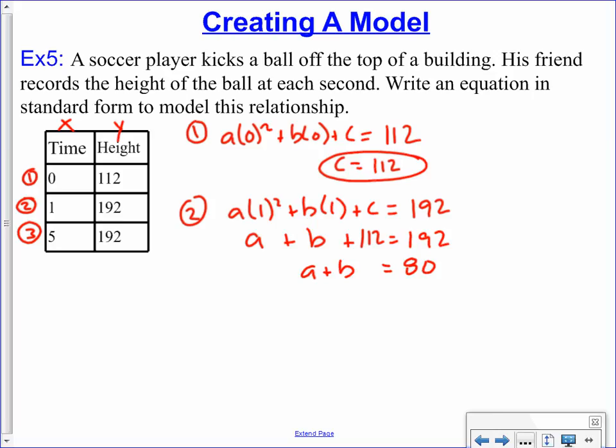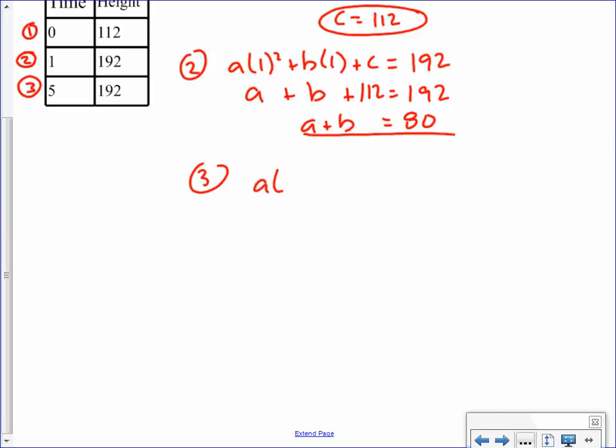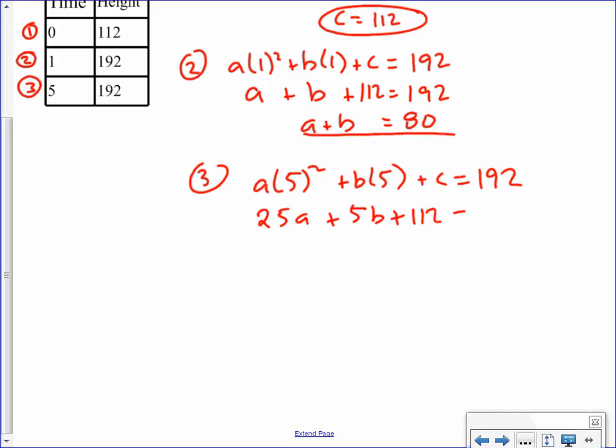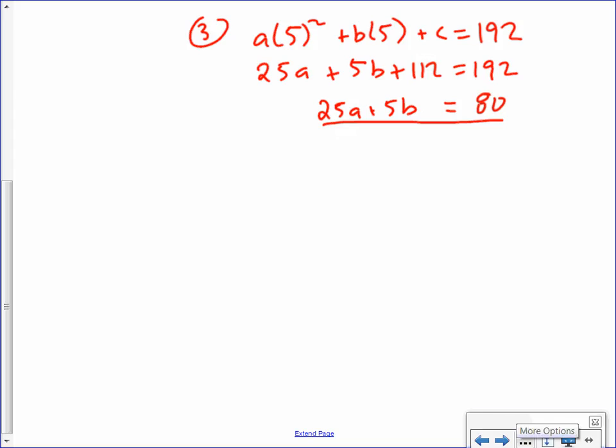Rebecca, we're going to do it your way this time. Okay? And then number 3 is going to go a times 5 squared plus b times 5 plus c equals 192. You can get the same y over again? Yeah, you can. Especially if you're going in a parabola. So it's 25a plus 5b plus 112 equals 192. It's the same subtraction, so you get 25a plus 5b equals 80. We did it Adrian's way where you multiplied. This time, if you divide by 5, you can get that b by itself, but you can't just divide by 5. You'd have to divide by -5. Yeah, to get a negative b, you have to divide by -5. So, here's the elimination step.